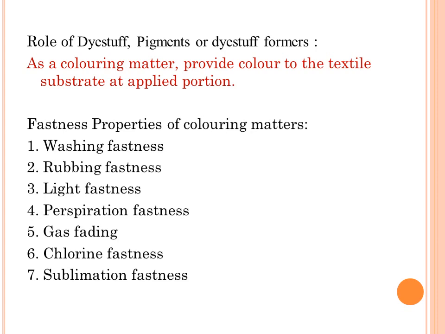Now these coloring matters should have some properties like fastness properties. These are the important fastness properties to be considered in case of coloring matters. These need to be tested. Very first is washing fastness, rubbing fastness, light fastness, perspiration fastness, gas fading, chlorine fastness and sublimation fastness. So the coloring matter should be fast enough to all these agencies. Then only we can say that the color is proper. It is properly fixed.